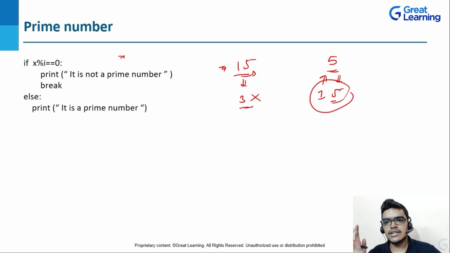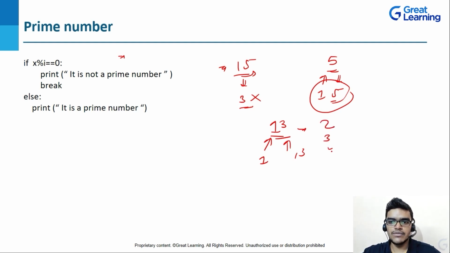So now let's understand the logic of prime number. Let's say you want to find out whether 13 is prime or not, right? As I told you, a prime number is a number which is divisible by the number itself and 1. So 13 is divisible by 1 and 13 itself, right? But we have to check whether it's divisible by 2, 3, 4, 5, 6, 7, 8 and so on up to 12, right? And if it is divisible by any number from 2 to 12, then it's not a prime. So this is the logic.